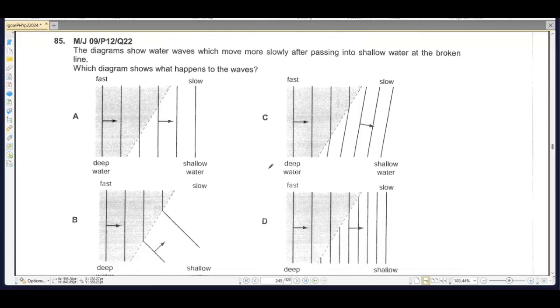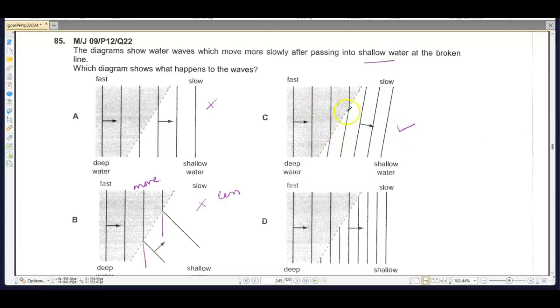Question number 85. The diagram shows water waves which move more slowly after passing into shallow water at the broken line. Which diagram shows what happens to the waves? Acha, in A nothing happens, so it is not correct. In B the speed has actually been shown to increase in shallow water, which is not correct. Here the speed would be more and here the speed would be less. So it is going to lag behind a bit, not move forward. So C seems to be the correct option.